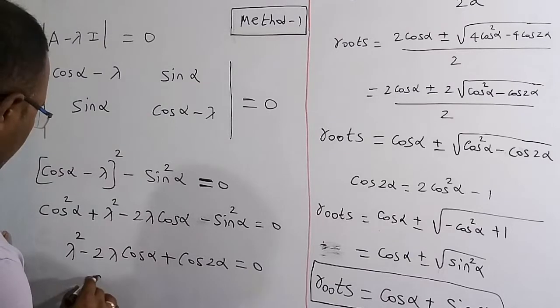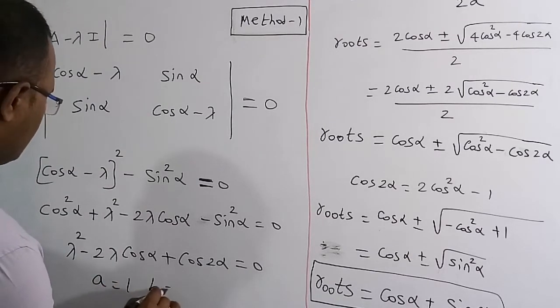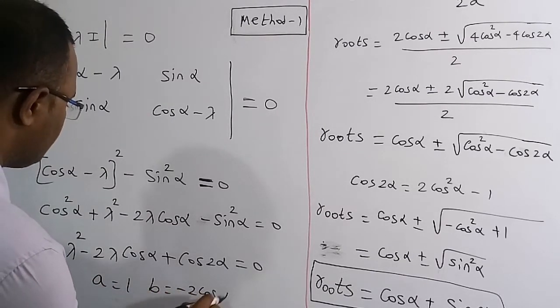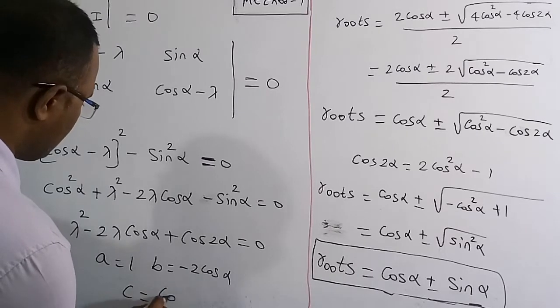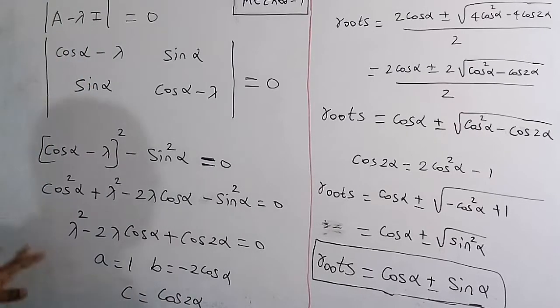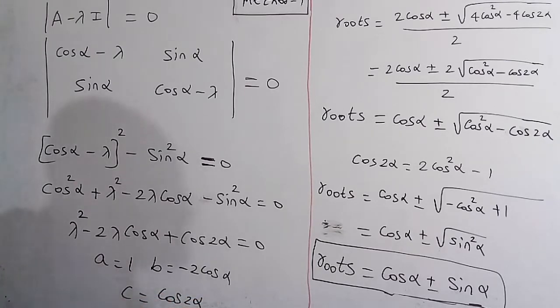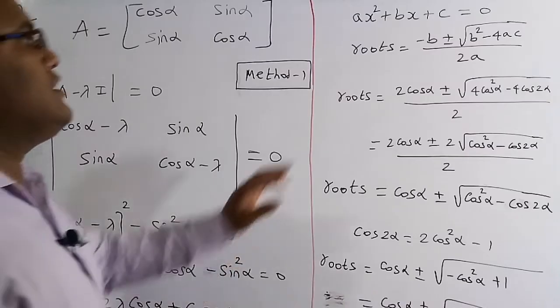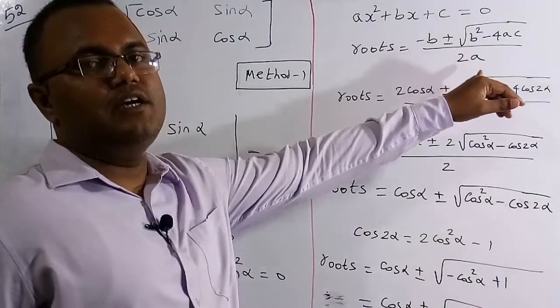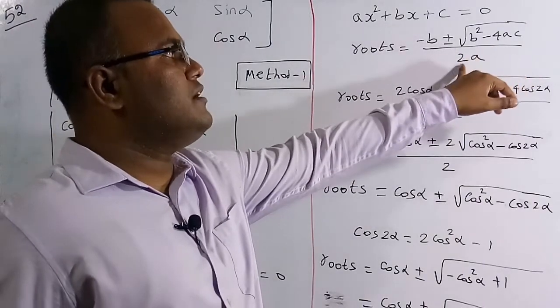So therefore a is equal to 1, b is equal to minus 2 cos alpha, and c is equal to cos 2 alpha. So these three terms we have got. So you have to find the roots, which is equal to minus b plus or minus under root of b square minus 4ac, by 2a.